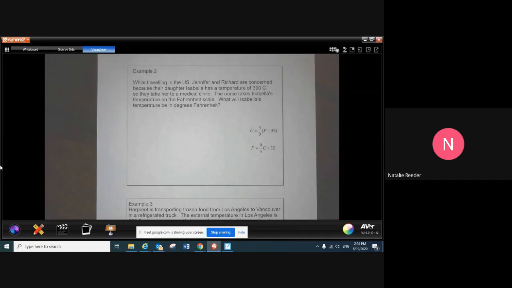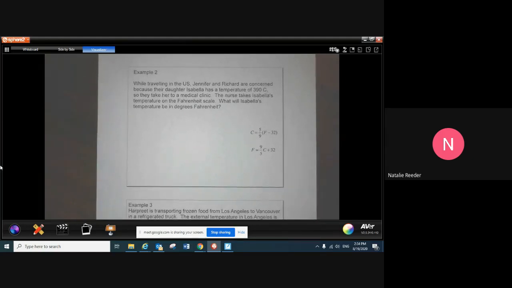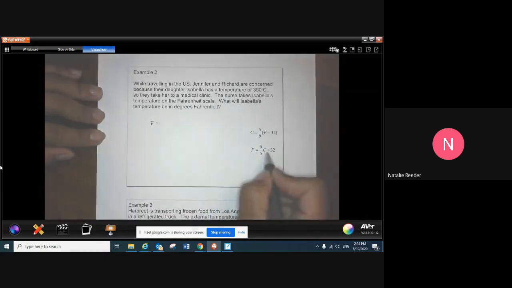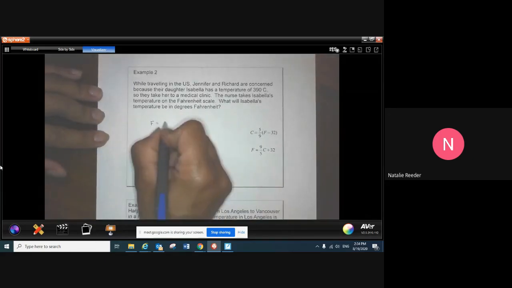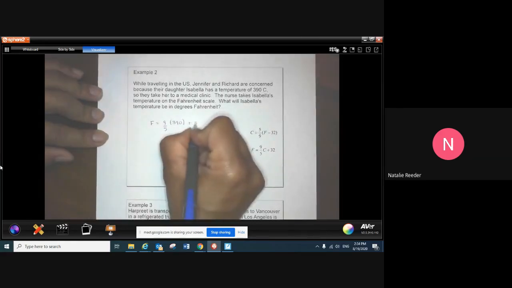Now, obviously 390 degrees is a little unrealistic because usually your body temperature is 37, so 390 would be crazy, crazy high. But we're going to solve this problem anyway. So the Fahrenheit is the one that we want to find. So we'll go with the bottom formula here. F is equal to 9 over 5 times my degree Celsius, which is 390, plus 32.